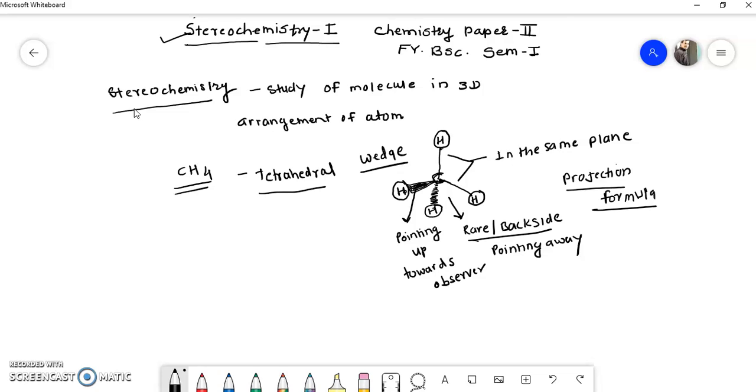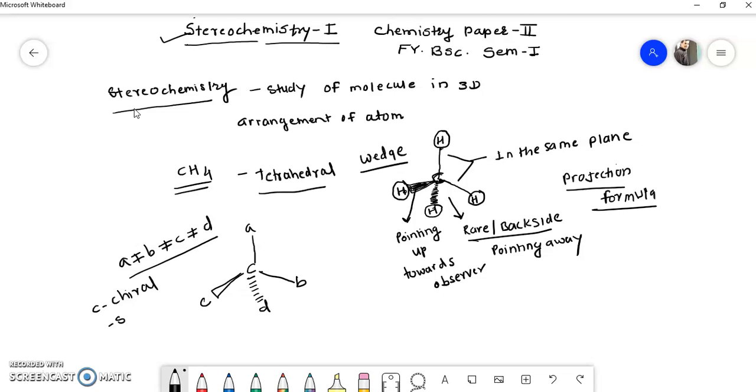But if the carbon is attached to four different groups, say like this, suppose this is A, this is B, this is C, and suppose this is D. Now here all these groups are different. A is not equal to B, B is not equal to C, C is not equal to D. All groups are different. In this case, this central carbon is called a chiral carbon, remember.